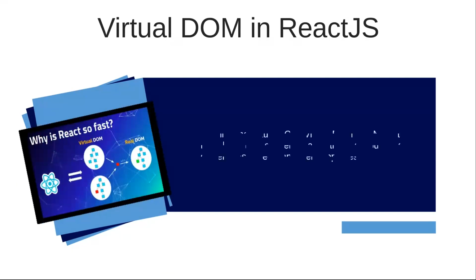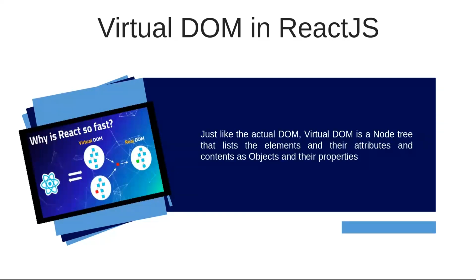Here, virtual DOM in React.js. Now, what is the virtual DOM? Just like the actual DOM, the virtual DOM is a node tree that lists the elements and their attributes and contents as objects and their properties. Now, what is the benefit of having a virtual DOM? That is, React acts very fast. The user interface created by React is very fast. That's just because of the presence of this virtual DOM.